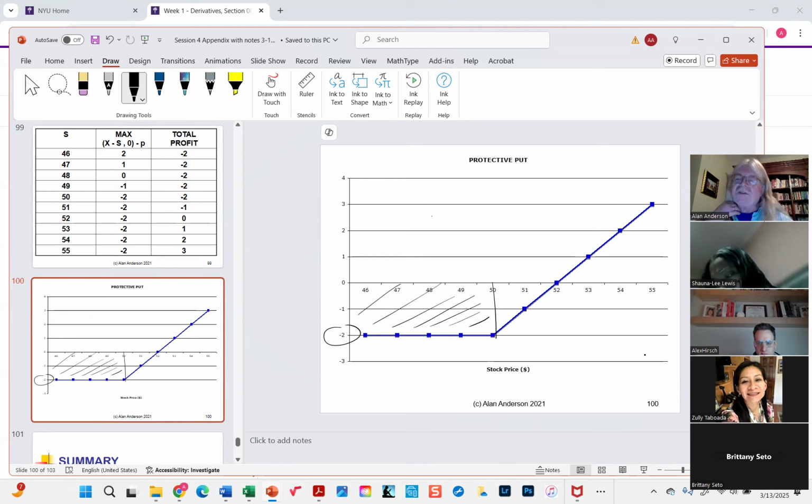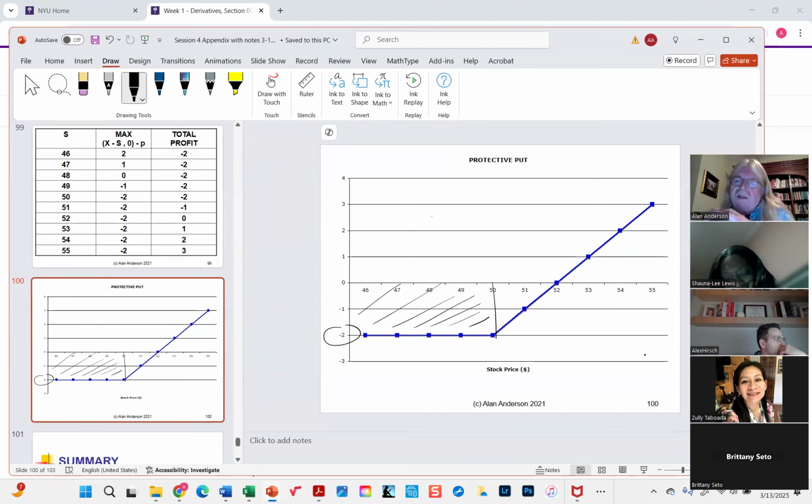If your stock price changes, you still benefit when it goes up, but when it goes down, there's a limit to how much you can lose, which is $2. So that's why I think of it as an insurance policy on the stock.